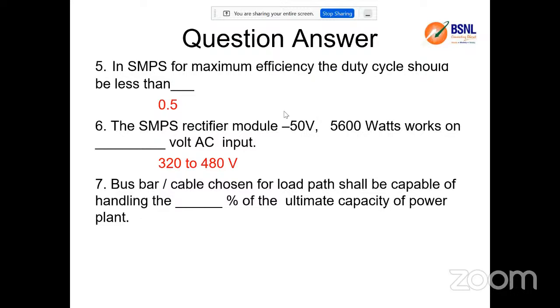The bus bar or the cable chosen for the load path, that is connecting the batteries and power plants to the load, we are having a dash percentage of the capacity. We can go at least to 70% of the ultimate capacity. I would like to explain what the ultimate capacity is. The power plant as a whole can have an ultimate capacity, but the number of modules is decided based on my load capacity.